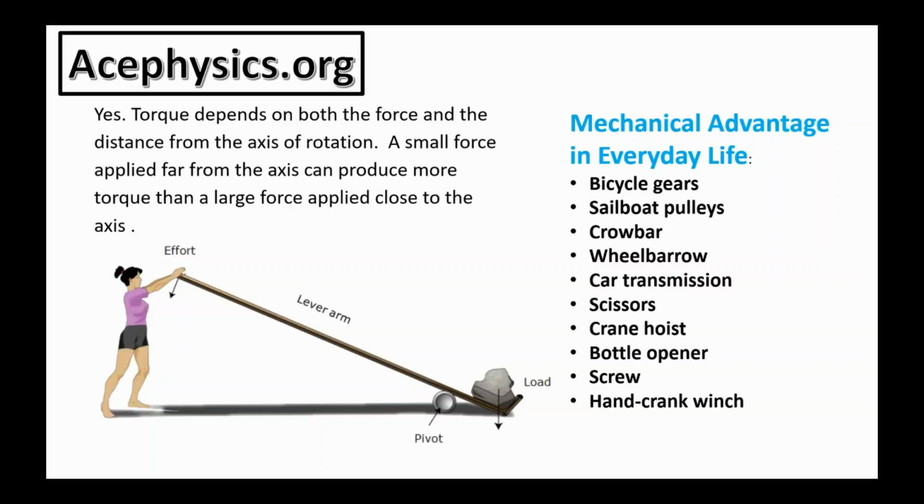This demonstrates mechanical advantage, a principle that has been used in technology for hundreds of years and continues to play a key role in many modern tools, including bicycle wheels, crowbars, wheelbarrows, scissors, bottle openers, and screwdrivers.